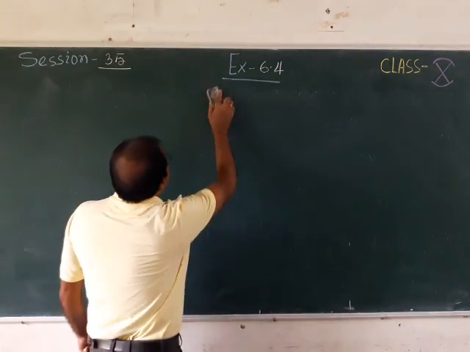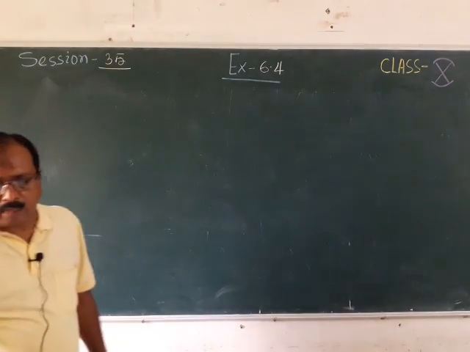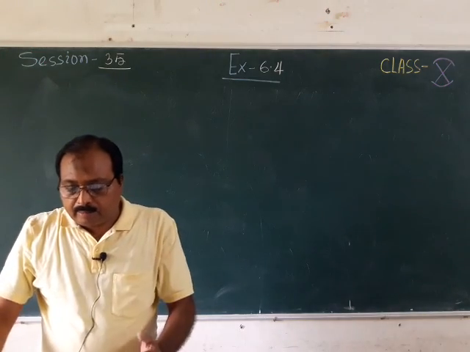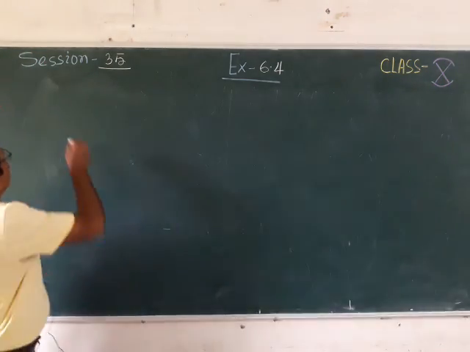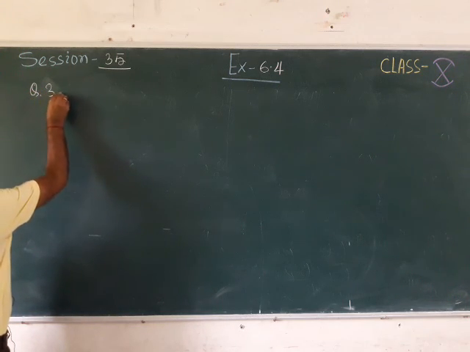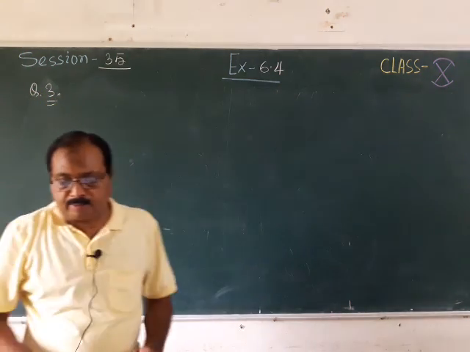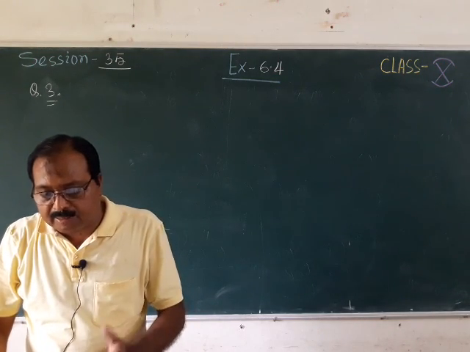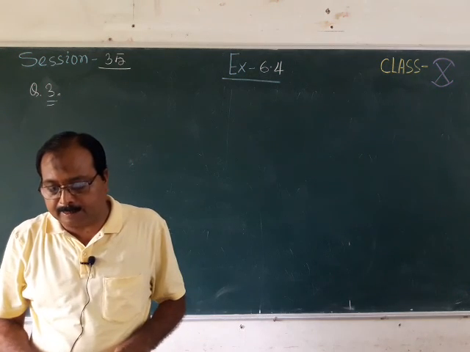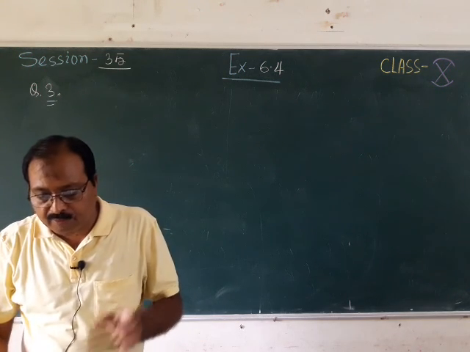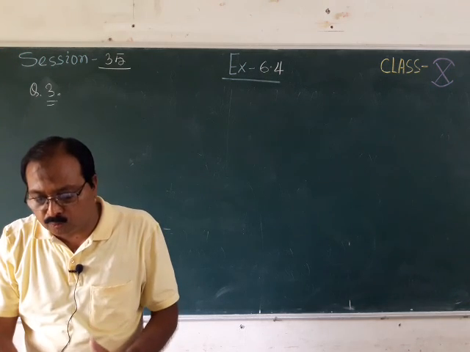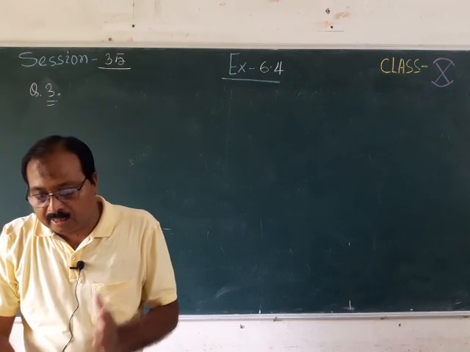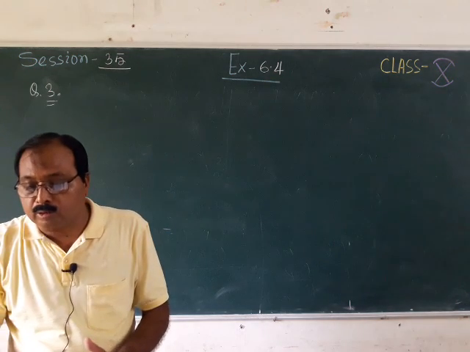Okay, so you have seen question number 1 and 2. Now the third question also I am going to show you. Just look at question number 3 of your NCERT book. What is given there? In the given figure, ABC and DBC are two triangles on the same base BC. If AD intersects BC at point O, prove that area ABC upon area DBC is equal to AO upon DO.